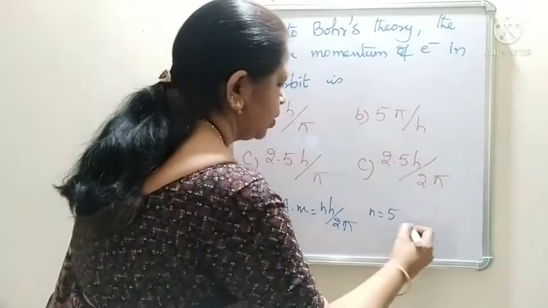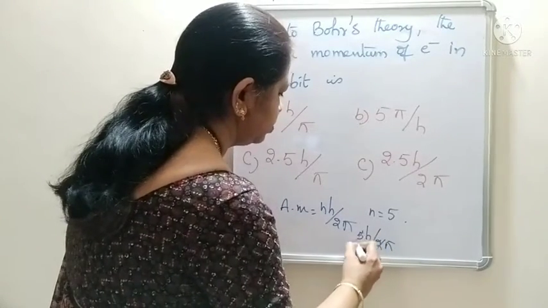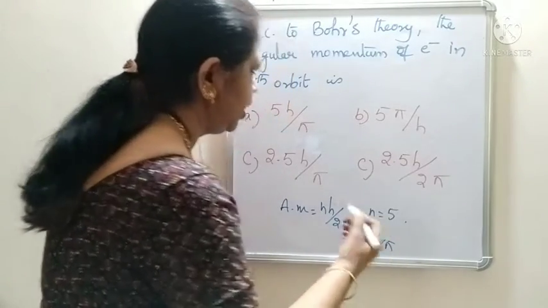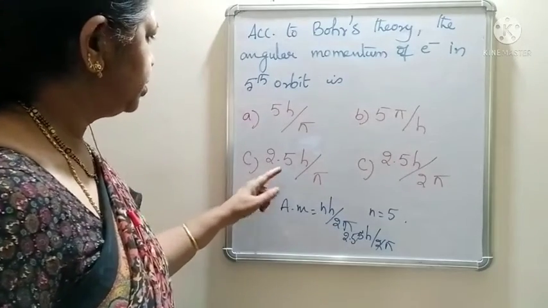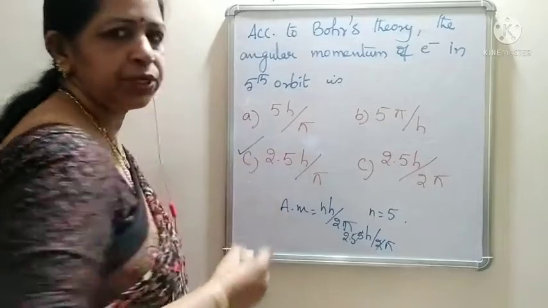5h by 2 pi. So it becomes 2.5 h by pi. The answer is 2.5 h by pi. This is the answer for this question.